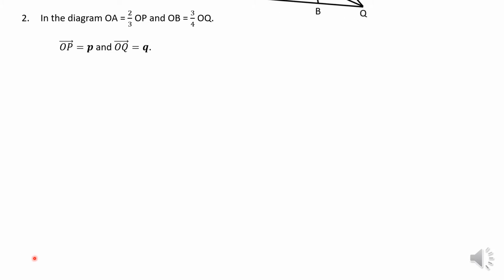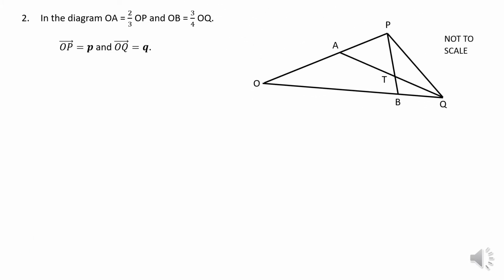So let me bring in question 2 here. They are saying in this particular diagram that OA, the distance from O to A, is exactly 2/3 of whatever the distance is from O to P. And the distance O to Q, OB represents 3/4 of that particular distance. So this is going to be 2/3, and this one is going to be 3/4.